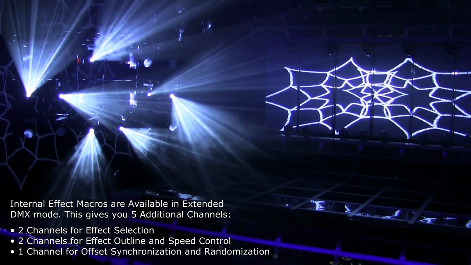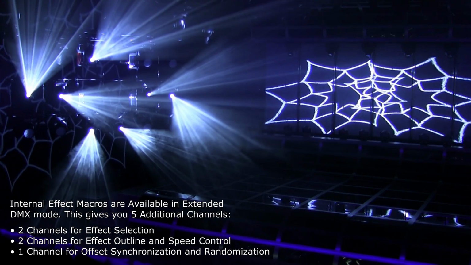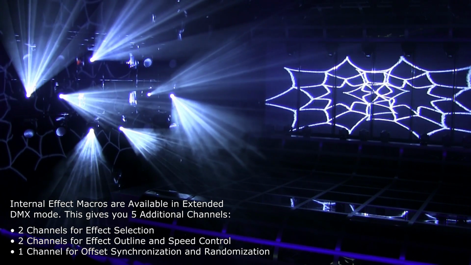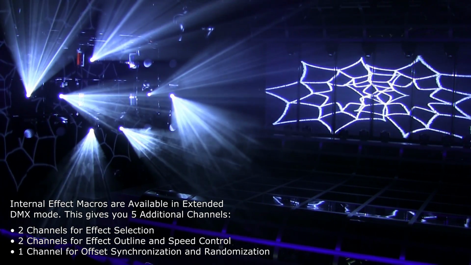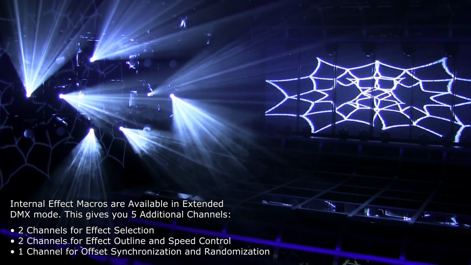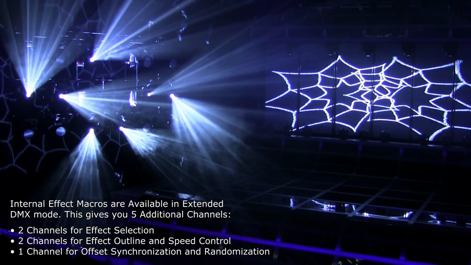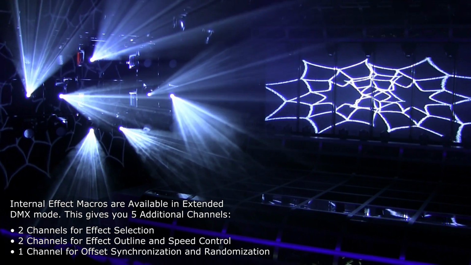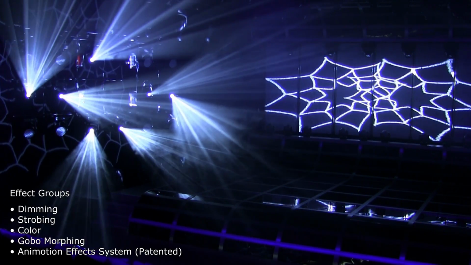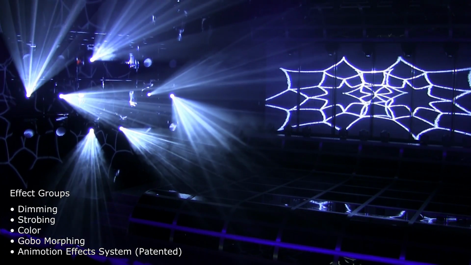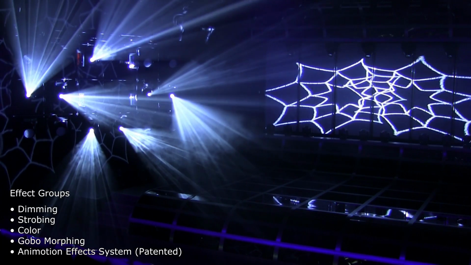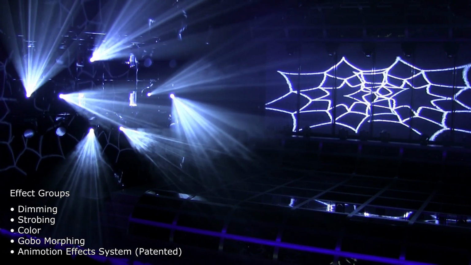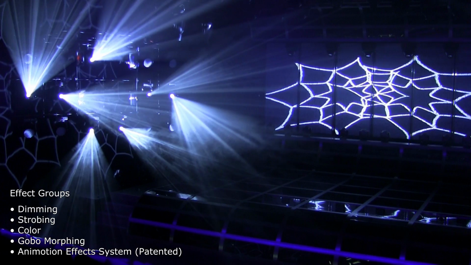The internal effect macros of the Mac Quantum Profile are available in the extended DMX mode. This gives you 5 additional channels dedicated to the internal effects control. 2 channels for effect selection, 2 channels for effect outline and speed control, and a 5th channel for offset, synchronization, and randomization. The effects are grouped into parameters like dimming, strobing, color, gobo morphing, and last but not least, the patented Animotion Effects system.